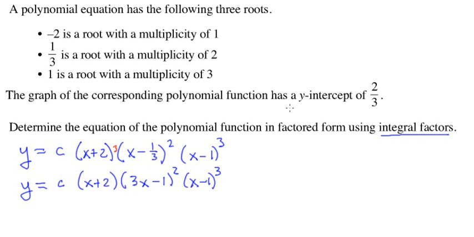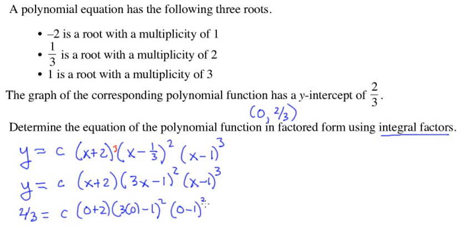And the way they have us do that is they tell us the y-intercept is 2/3. Meaning when x is 0, y is 2/3. It's a little bit mean of them having us get our whole thing into integer values and then giving us a fractional intercept, but well, that's okay. Y equals c times x plus 2, 3 times x minus 1 squared, and x minus 1 cubed.